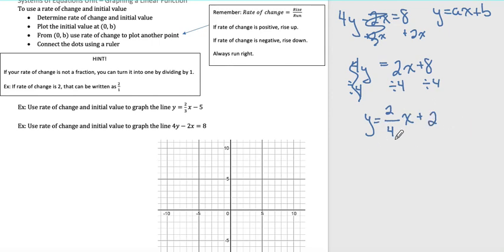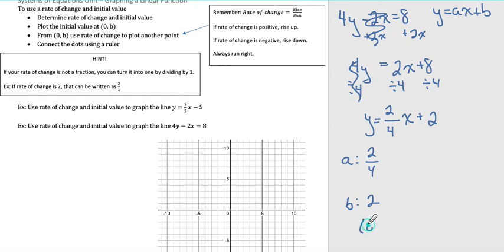The reason why it's really important to keep this as a fraction is if it's not a fraction, it's much tougher to graph our line. So let's look at what this graph looks like. Our a, our rate of change, is 2 over 4, and our b, our initial value, is 2. So, step 1, determine the rate of change and initial value. We've done that. Step 2, plot the initial value at (0, b).